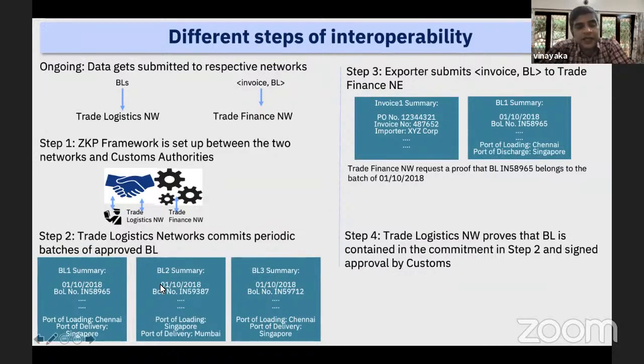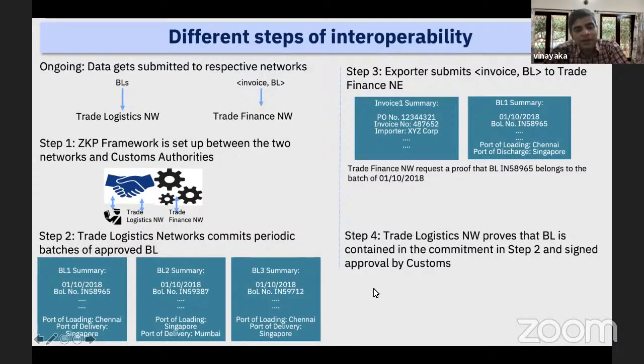That this bill of lading appears in your set of all the bill of ladings that you have committed. So basically, there is something called a membership proof. Okay, so basically a proof that you can commit a set, and then you can give a proof that a particular element belongs to a set, right? So then this trade finance network is asking: does this element belong to your set? And the logistics network gives a proof that yes, that element belongs to the set.